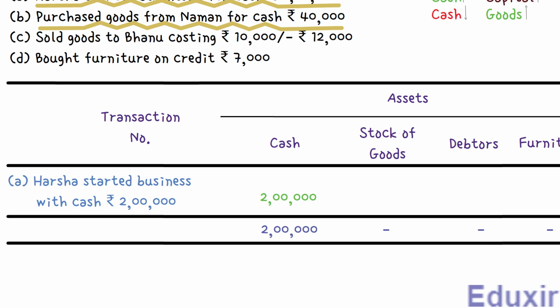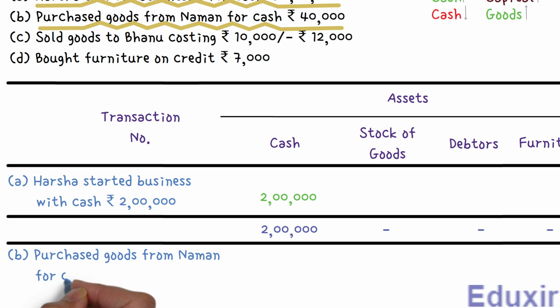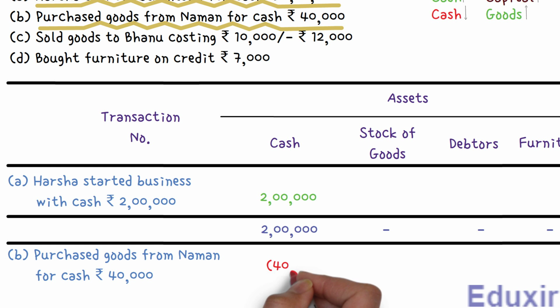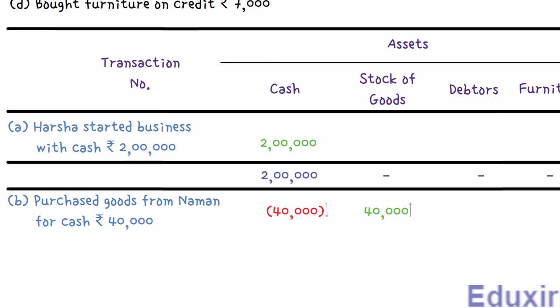Let us first write the description as purchased goods from Naman for cash of 40,000 rupees. As per this transaction, 40,000 rupees of cash is decreasing. And also 40,000 rupees worth of goods are increasing. We spent it for purchasing goods, right? That's why. Also note that this is a case wherein there is a decrease in one asset and a corresponding equal increase in the other asset. So there won't be any change in the liabilities and capital.